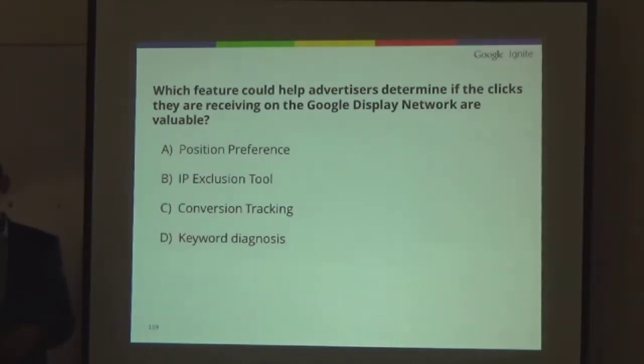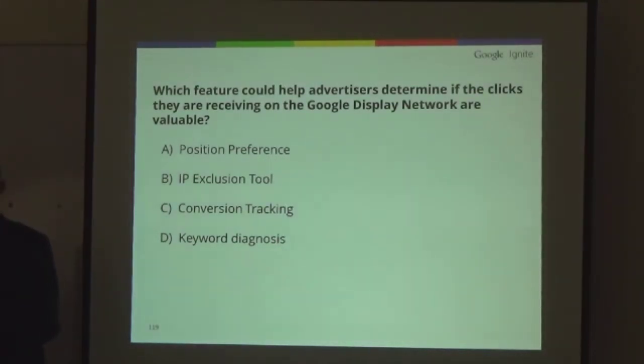Next question. Which feature would help advertisers determine if the clicks they are receiving on GDN are valuable? A. Position preference. B. IP exclusion. C. Conversion tracking. D. Keyword diagnosis. Let me see. Features that could help advertisers determine if the clicks they are receiving on GDN are valuable. Which one? C. Conversion tracking.